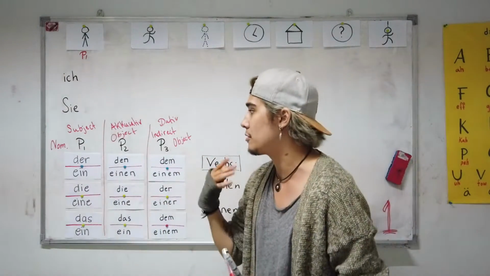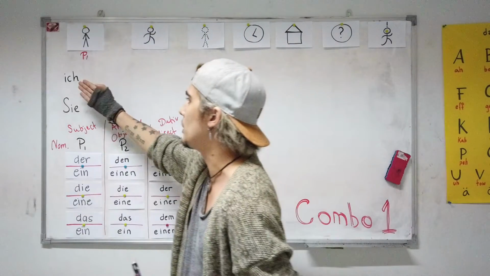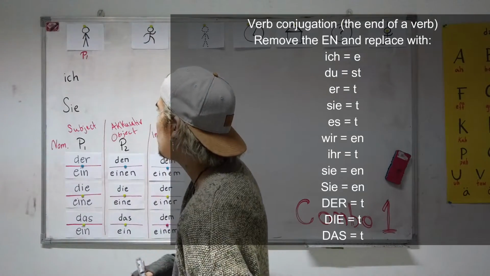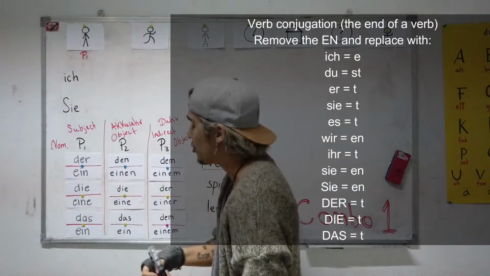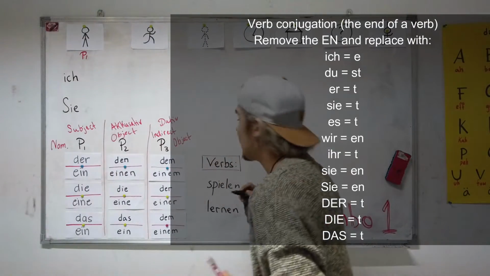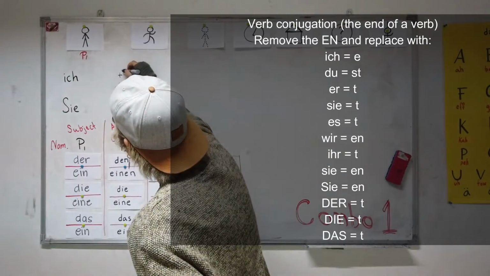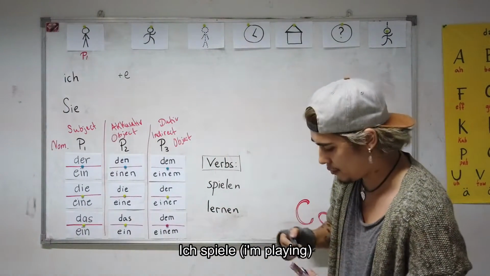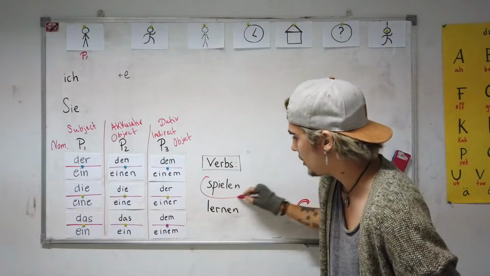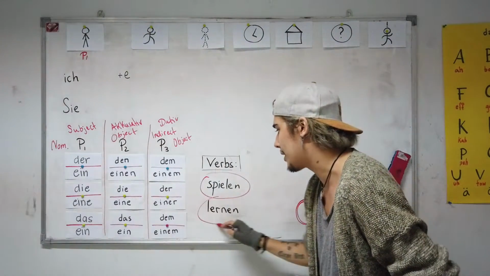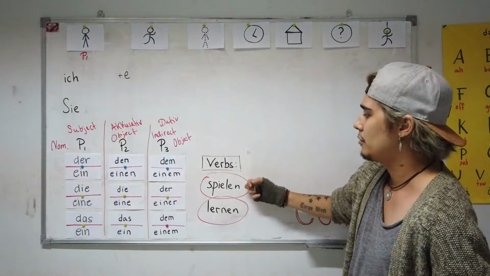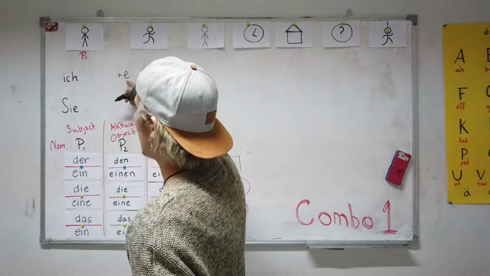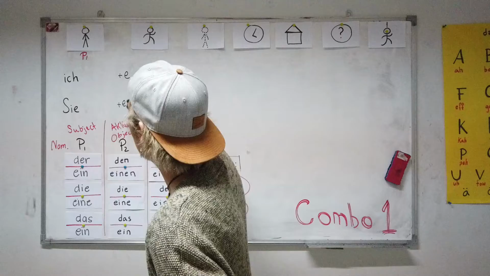The very first thing that you say as a beginner is usually ich. Okay? So ich. And now when you make a sentence with ich, the verb conjugation is always ending with an e. So it's the verb plus e. Our verbs for today will be spielen, which means to play, and lernen, which means to learn. Let's play first. Again, it ends with an E. If it's Z, it ends with an EN.